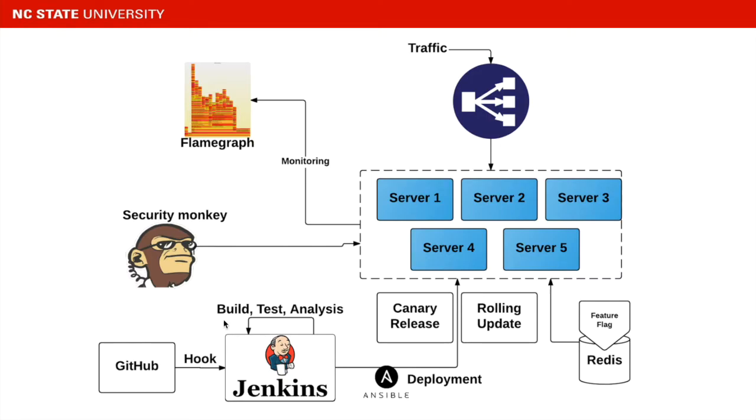When the result of this operation is successful, it will use Ansible to deploy the new version of the code to these nodes. There are two ways to update the program. The first is canary release, and the second is rolling update. We also use Redis to save the state of the feature flag. If the feature flag is false, it means it is invisible to the users, because it will not influence the user experience.